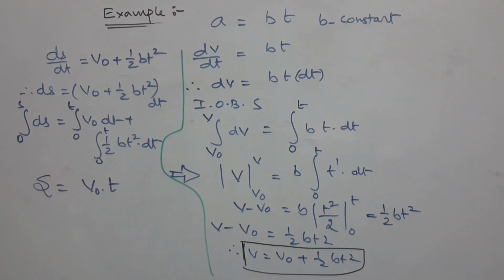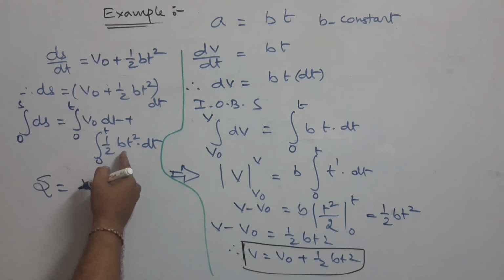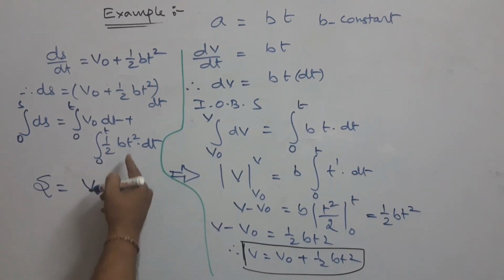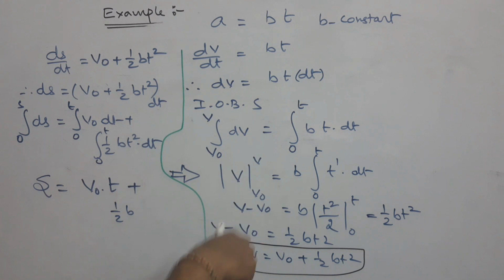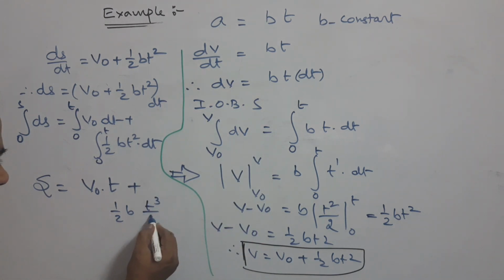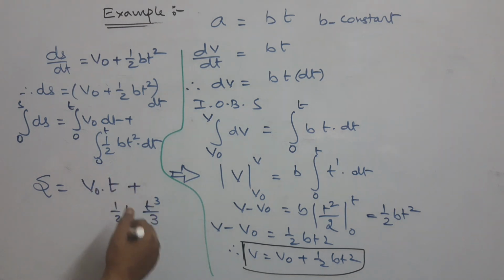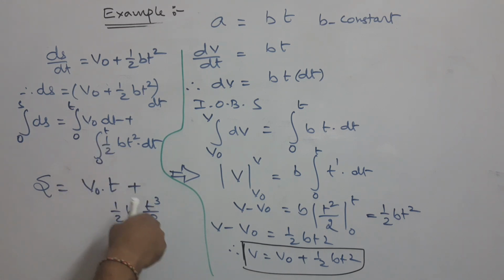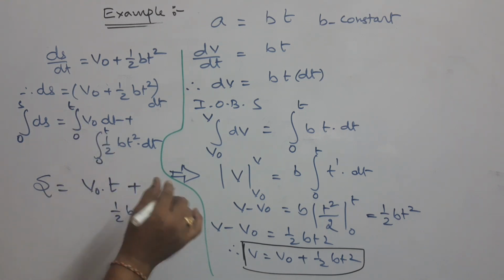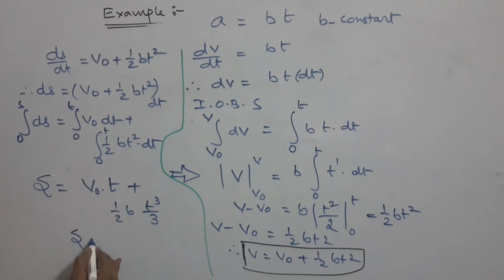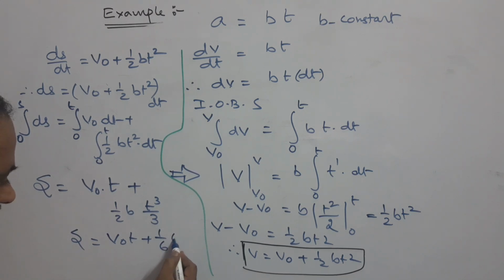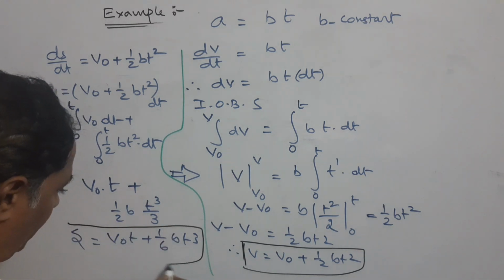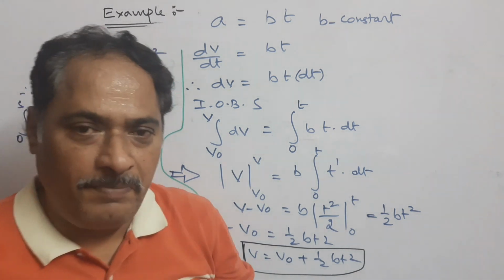Hence you will get v naught t plus, here half b is a constant. Integral t square means t power 2 plus 1 by 2 plus 1. Then you will get t cube by 3. Even if you apply these limits t and 0, in the place of t first write t, you will get the same. Minus 0 means 0 cube by 3, that is 0. Therefore your final answer s is equal to v naught t plus 1 by 6 bt cube. Yes, s is equal to v naught t plus 1 by 6 bt cube.